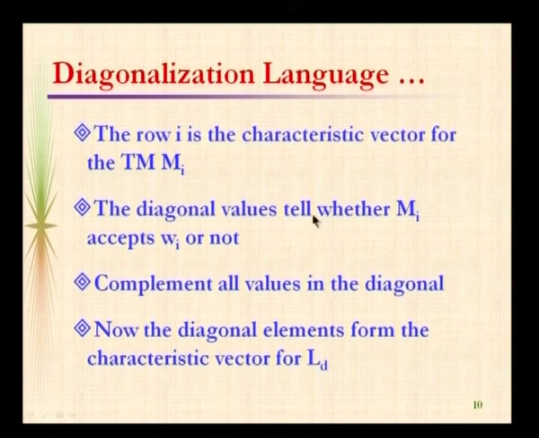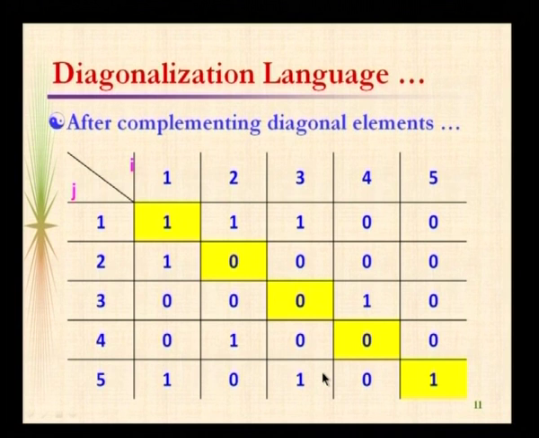The diagonal values tell whether Mi accepts Wi or not, and when you complement all the values in the diagonal, we get a characteristic vector. So the diagonal elements are used for forming the characteristic vector for LD. LD can be described by collecting the characteristic vector from the table.